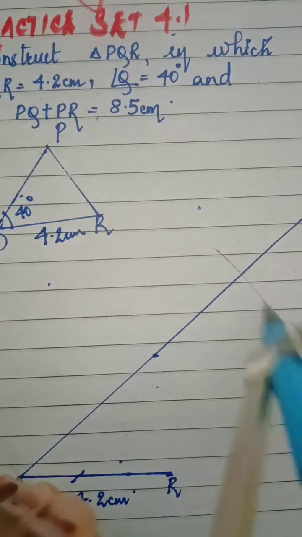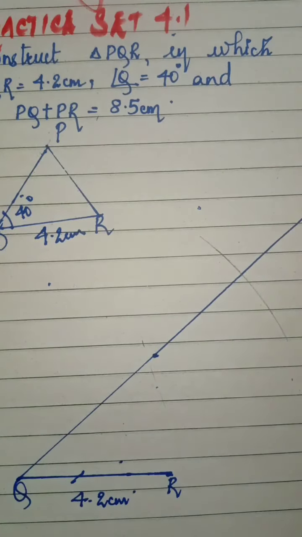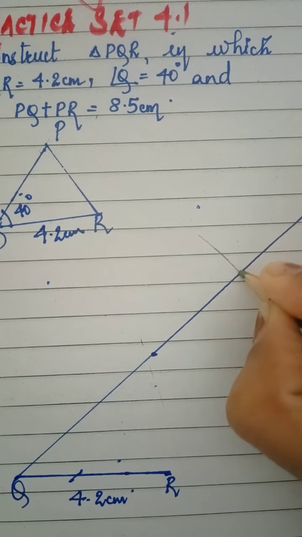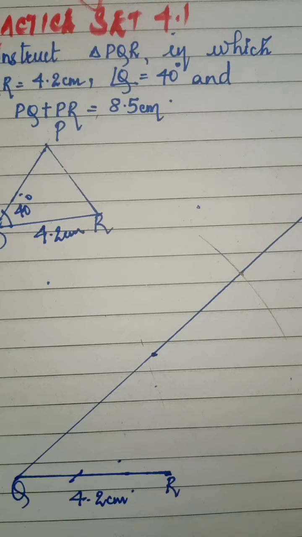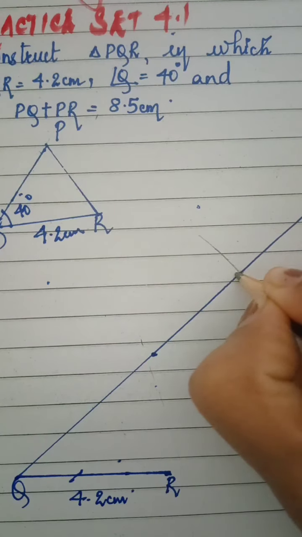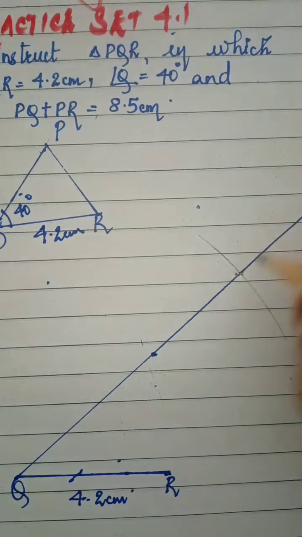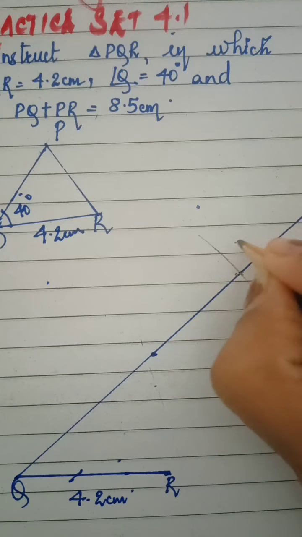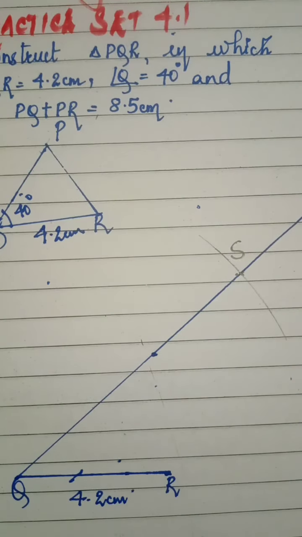Yes. So I can see the arc. Mark this point. Now you have to join this point to R. Let us give this point a name. No, it is not P, children. We will give another name for this. Let us give it as S. Let this point be S.